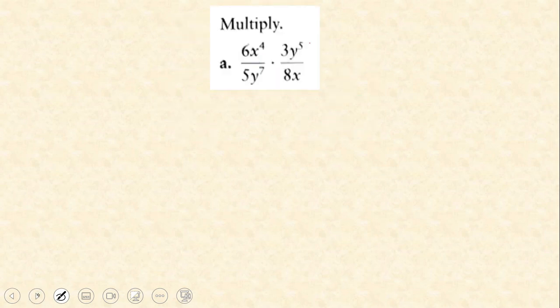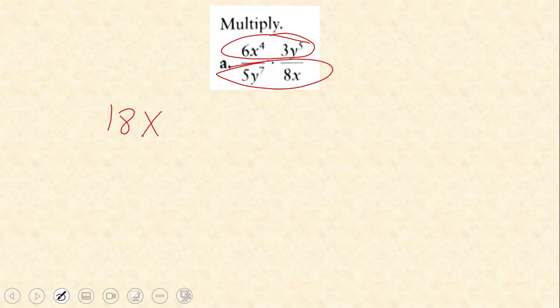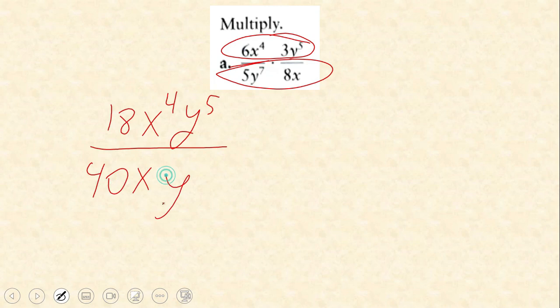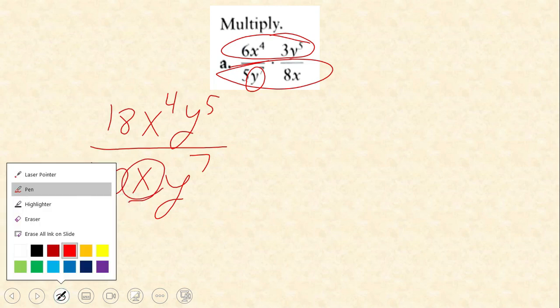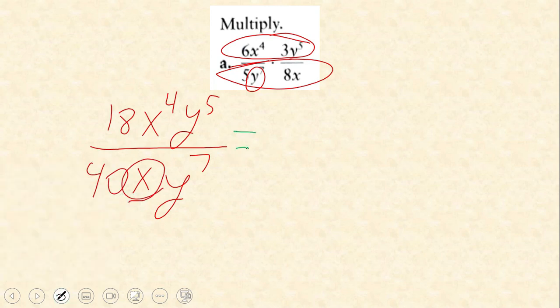The next one, we're going to multiply straight across. So we're going to have 6 times 3, which is 18, x to the 4, y to the 5, okay? Then we're going to have 5 times 8, which is 40, x, y to the 7. Even though the y is written first, you write it in alphabetical order as we have done here. So now we're going to move this up here. We're going to make it -1. Move this up here, make it -7.